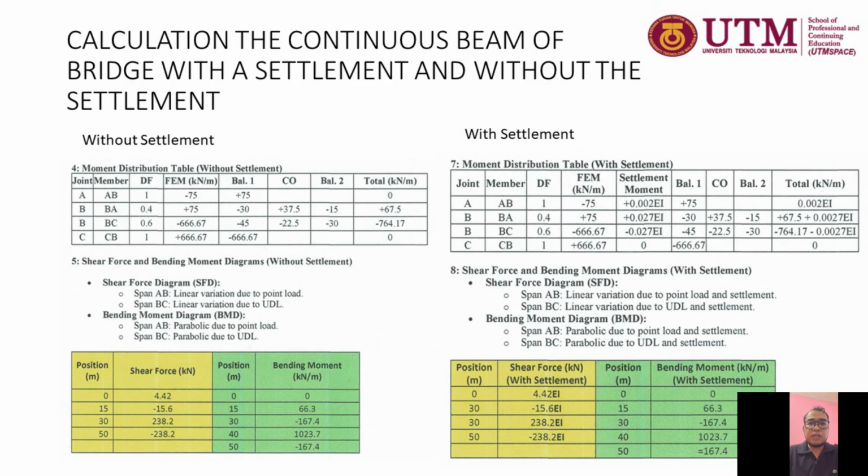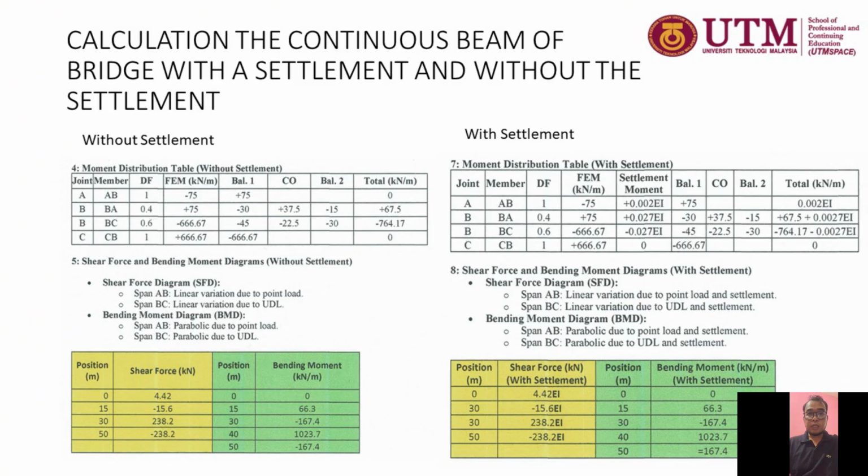Then for this method, we need to use the stiffness formula 4EI over L to get the value of the distribution factor. Distribution factor, or DF value, is the K value divided by the sum of K values. For member AB, we get 1.0 as the distribution factor. Next, for member BA we get 0.4 and 0.6 for member BC, and the last member, CB, we get the value 1.0.